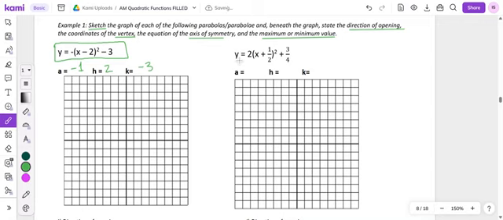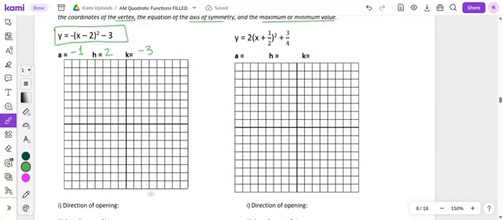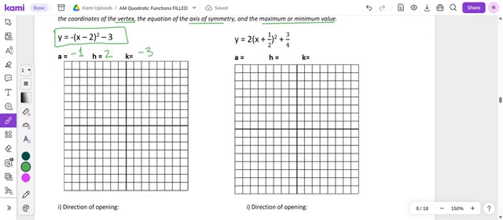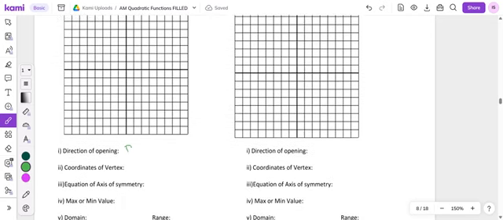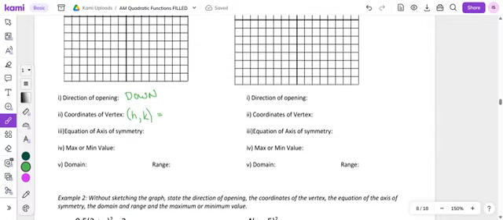This is what my group said. Before we draw it, let's fill in these answers. Is it going to open up or down? Let's write that down. What is the vertex? Well, it's going to be your H, comma, your K. So my vertex is 2, -3.